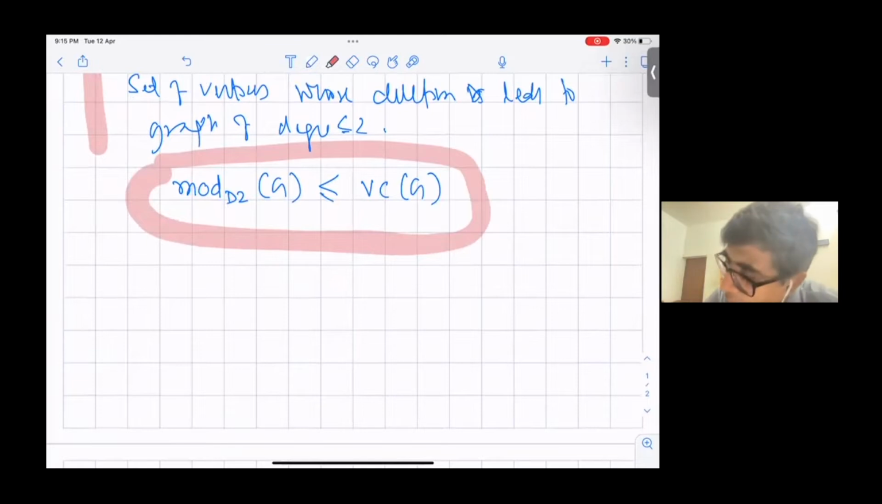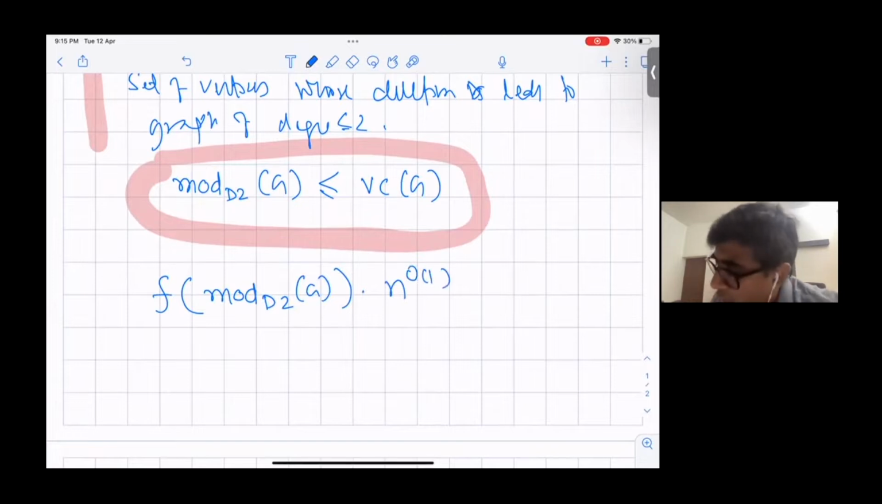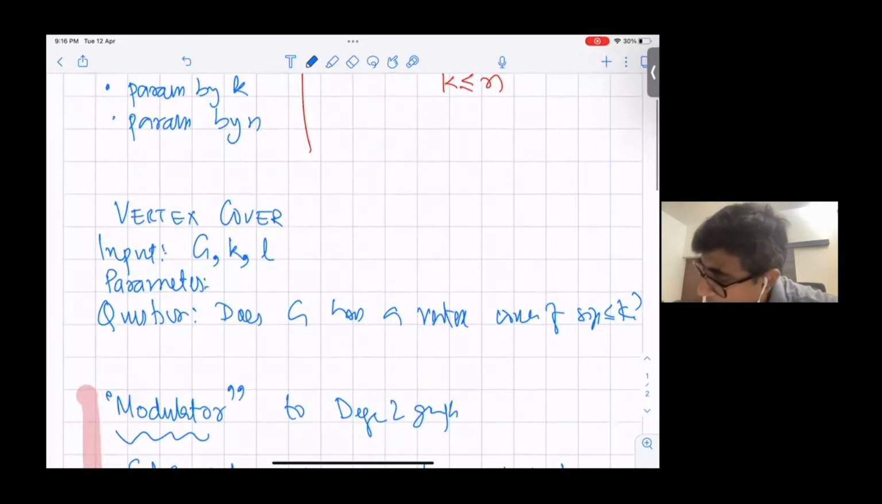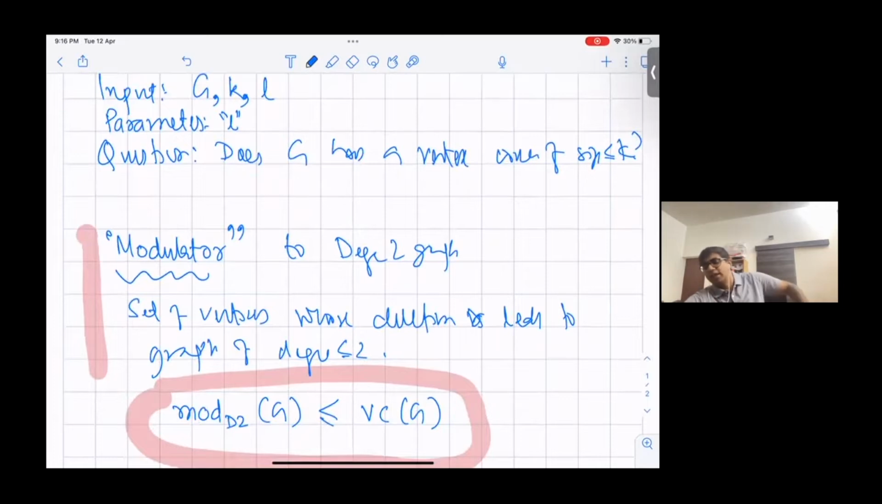Now, what is our objective? We want to design a vertex cover algorithm parameterized by L, running in time f of mod-deg-2 of G times n to the power big O. Just to be part of the decision version of the problem, there are various ways you can ask this question. So I can say, what is the parameter L? I want L to be mod-deg-2 of G.